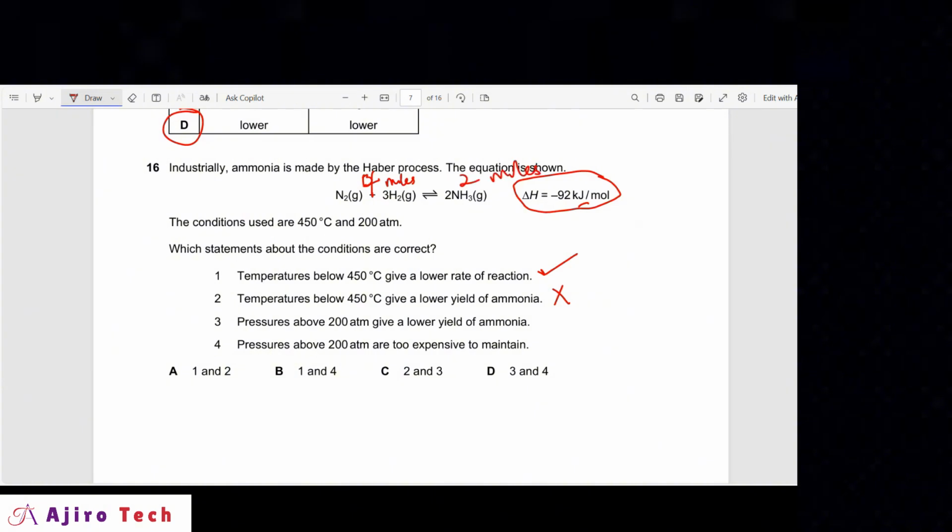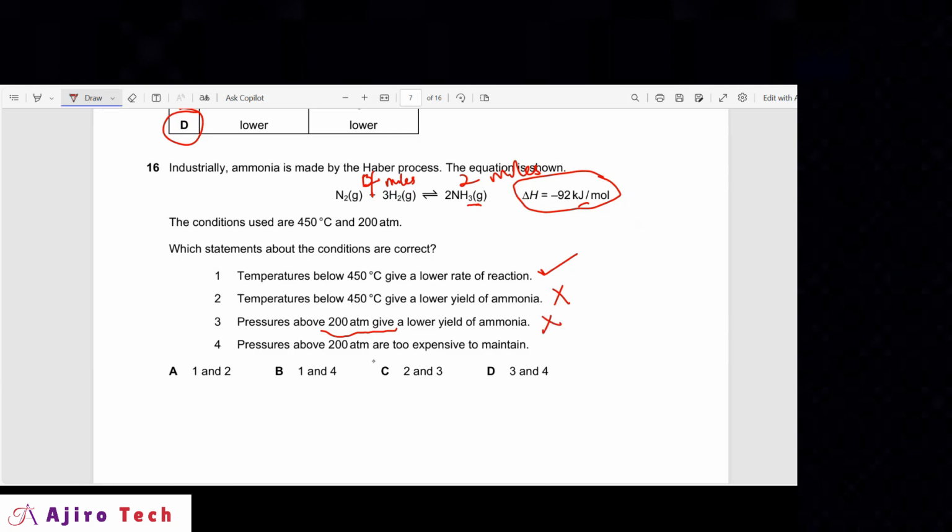So if you increase the temperature, it should favor the side with fewer gaseous moles. Since we are raising the pressure, not temperature, we're increasing the pressure here. So it should produce more ammonia because an increase in pressure favors the side with fewer gaseous moles. And since the right-hand side has fewer gaseous moles, this is wrong.